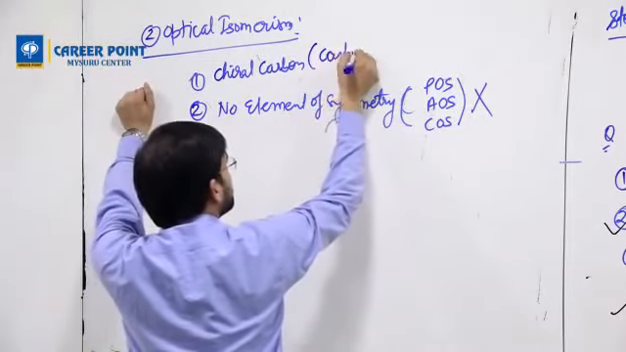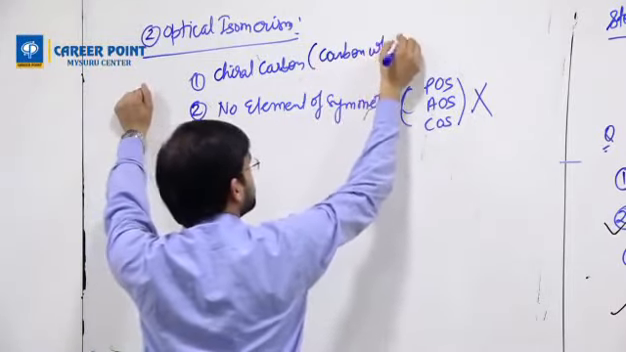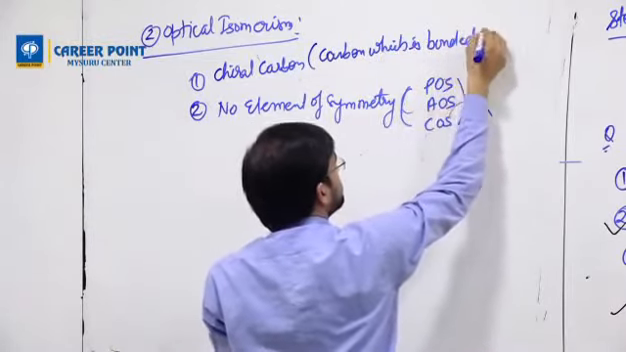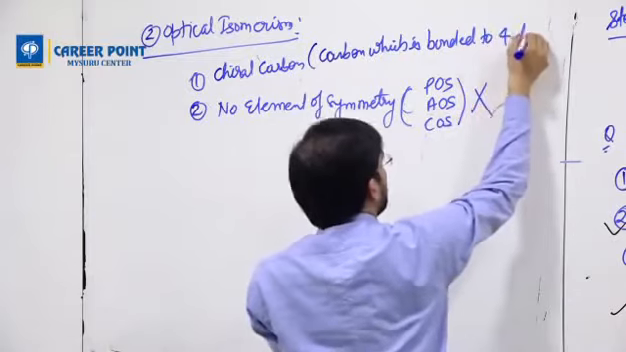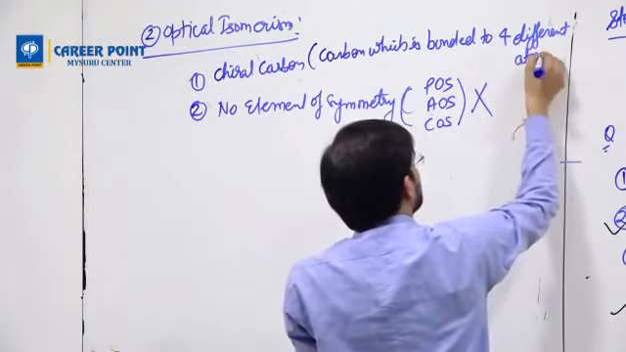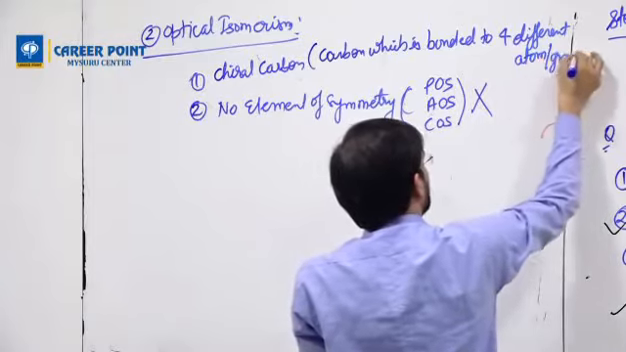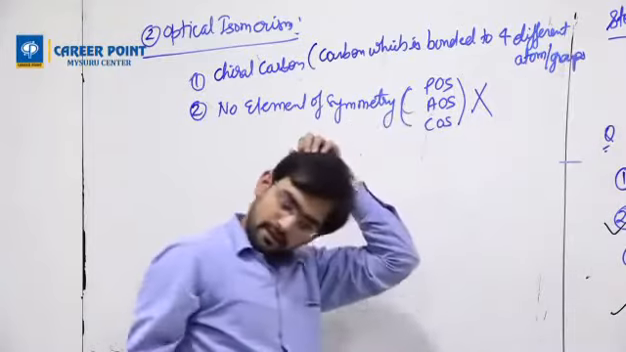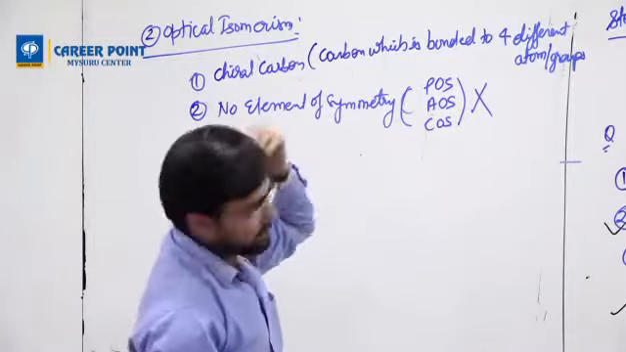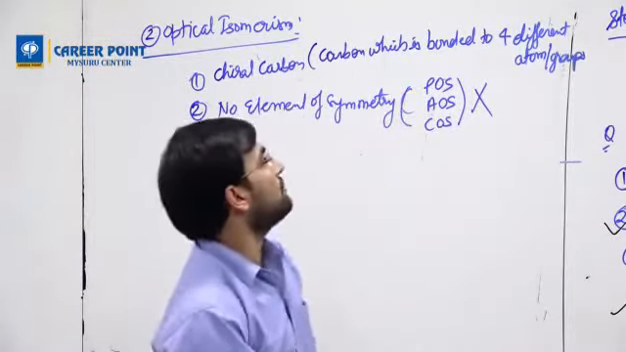Now, chiral carbon is what carbon? Carbon which is bonded to four different atoms or groups.